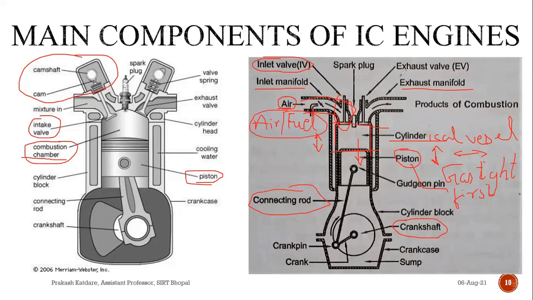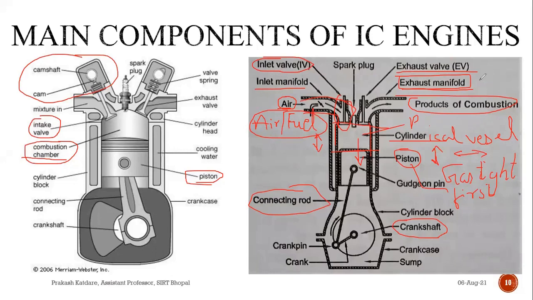Similarly, we have an exhaust manifold. This exhaust manifold is a pipe which connects the exhaust valve of the engine to the exhaust system of our automobile. And through this, the products of combustion will be released, escaping into the atmosphere through this exhaust manifold.